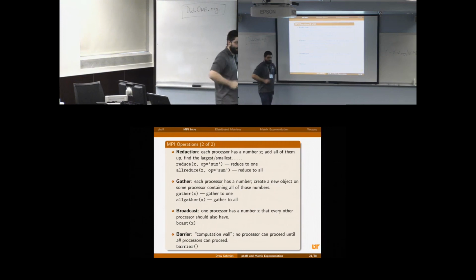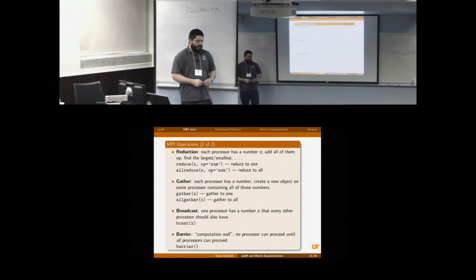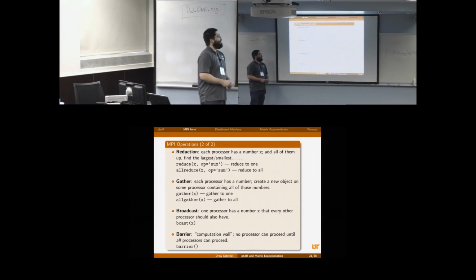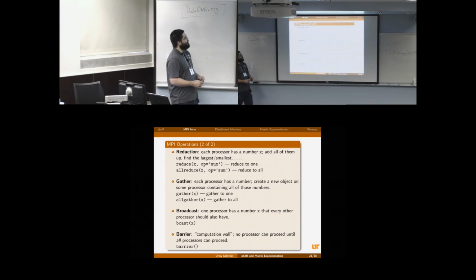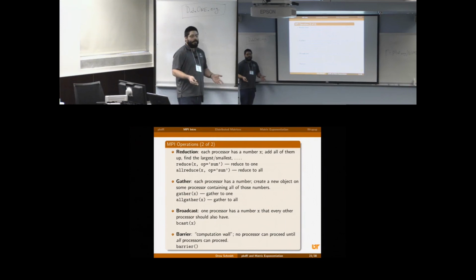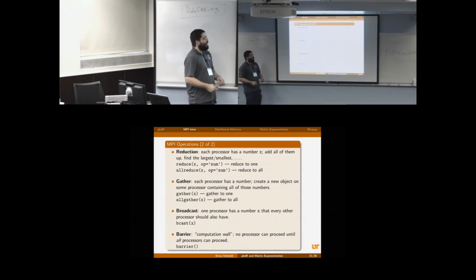So it says a number x, but can x be pretty much any object? Yes, there are some interesting caveats there. There are some limitations. I think a reduction is inherently numeric. But for a gather and a broadcast, you could pass around chars. That's much more expensive, but it can be done. In this case, x could be an integer vector. Sure, of course.